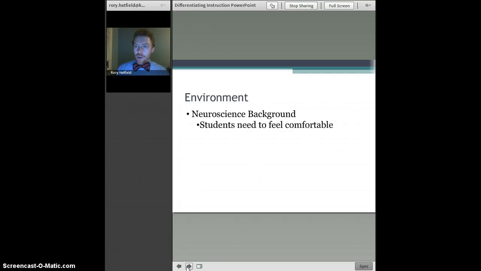Now, just as Maslow's hierarchy indicates, student needs must be met in order for higher level thinking to occur. And by needs, I mean security, safety, basic things like that. They need to feel safe and they need to feel comfortable.